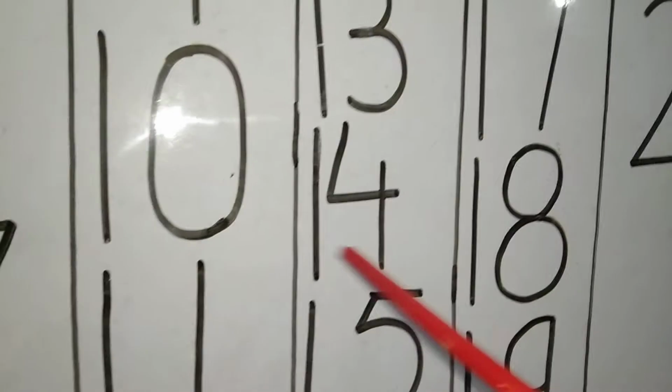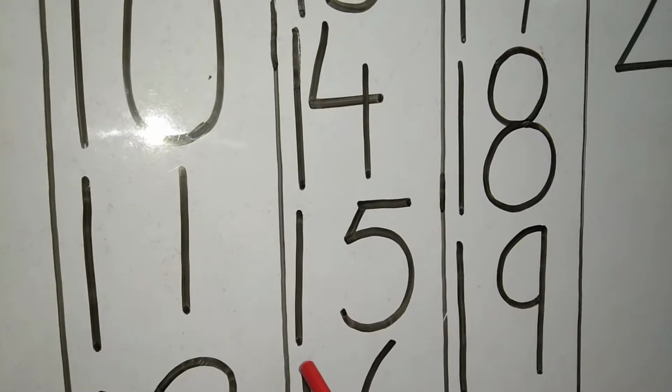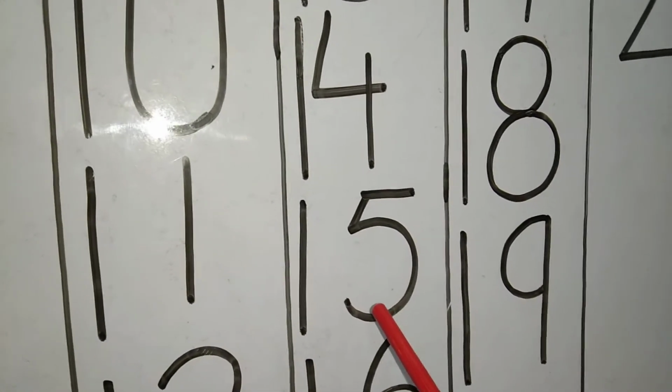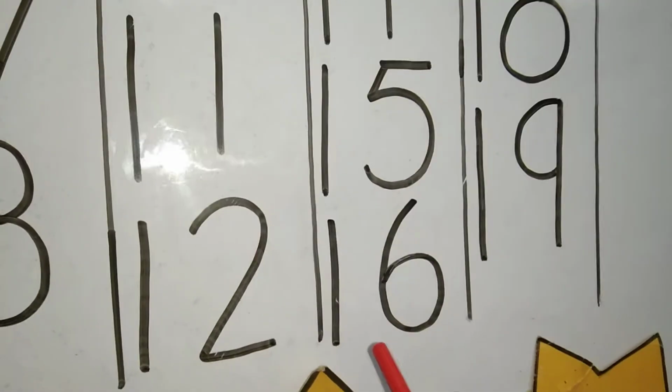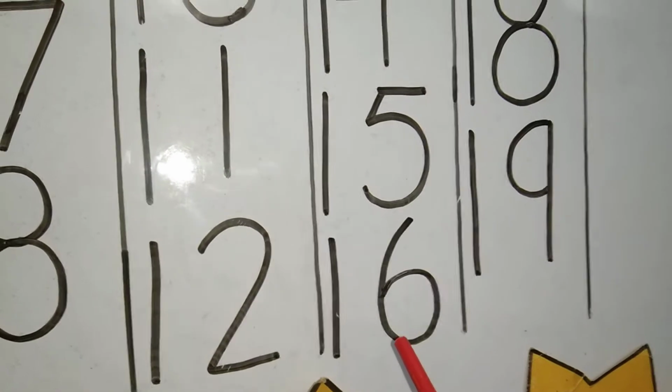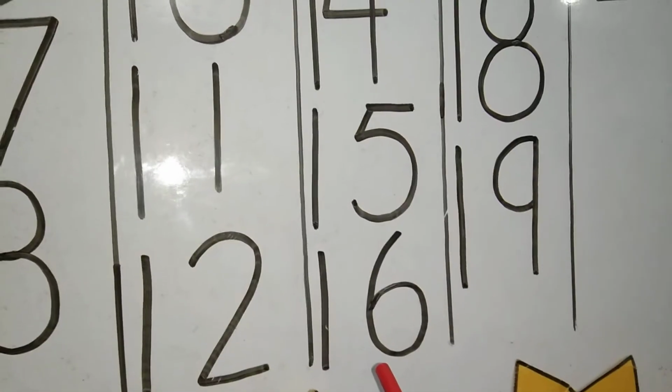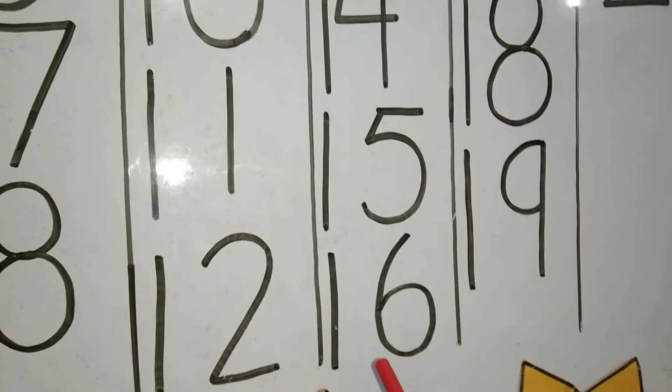And what comes after 14? 15. 1 and 5, 15. And what comes after 15? 16. 1 and 6, 16.